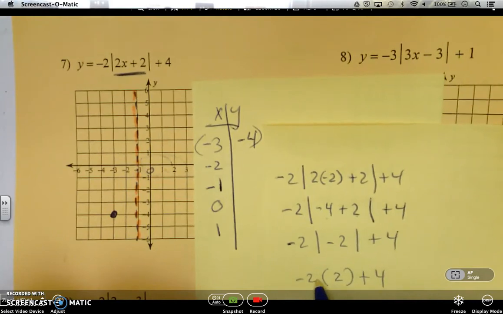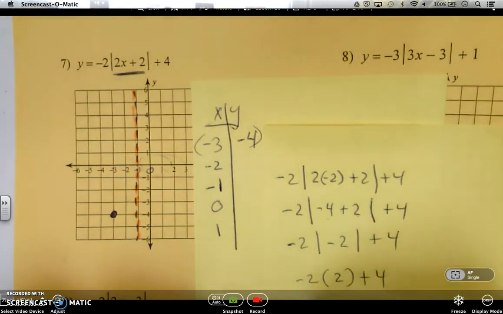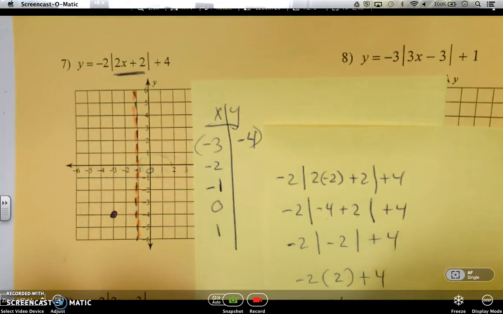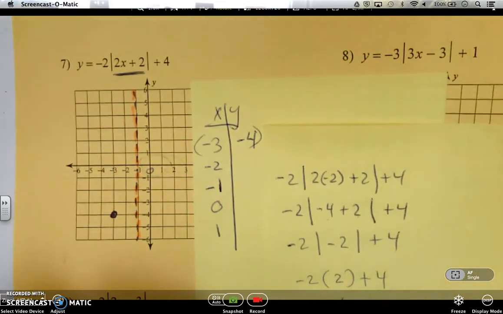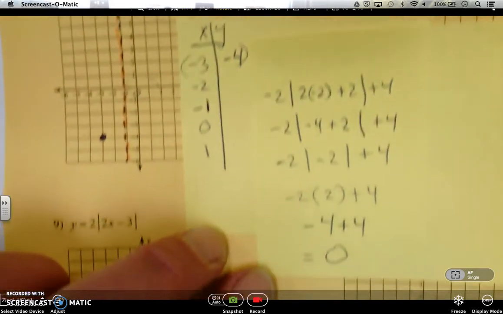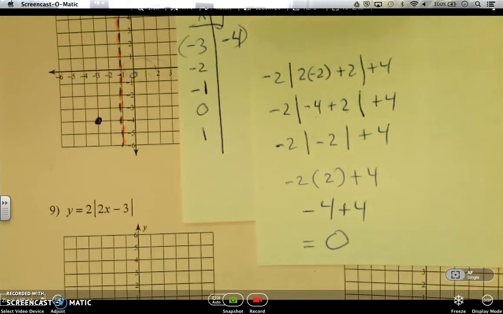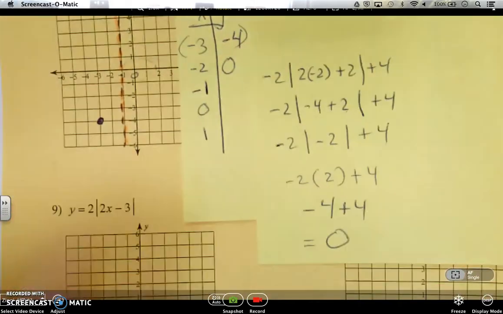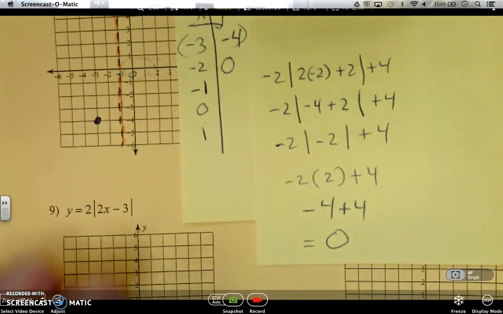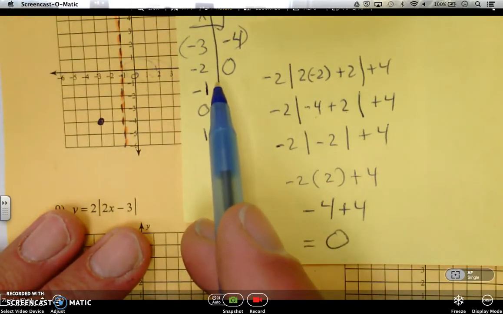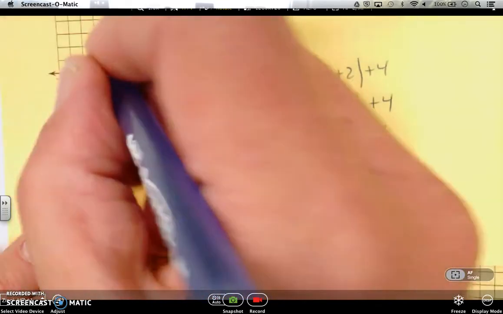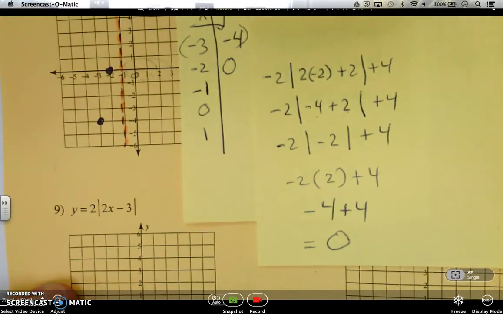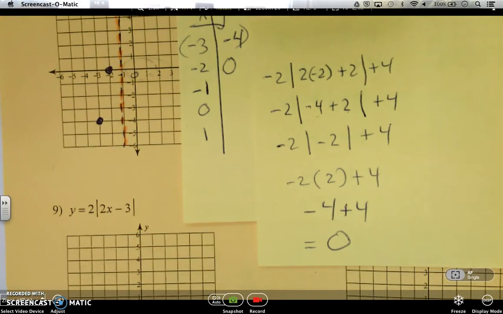And keep on going. Now we have multiplication. 2 times 2. We got -4 plus 4. Which finally will be, whoops, there we go. -4 plus 4, which would be 0. So that point is now 0. So across -2 and up 0, so that'd be a point right there. And let's do the last point.